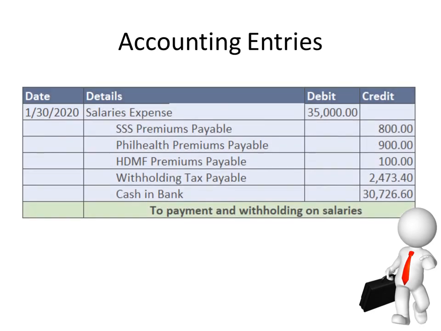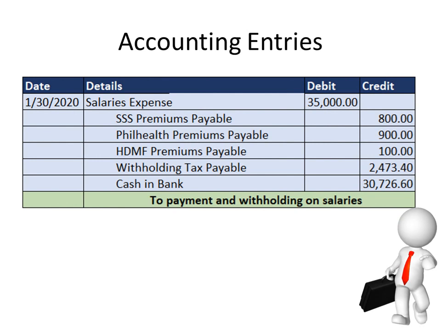Next, for our salary, so the salary expense is 35,000, but normally we don't get the entire 35,000 because our salary is being deducted by the SSS premium payable 800, the PhilHealth premium payable 900, or withholding. It could also be withholding. Some would do that as withholding, some would do that as payable. HDMF premium payable 100, and then withholding tax payable 2,473.40. So cash in bank, or the one that we receive as our net pay, is 30,726.60. Okay?